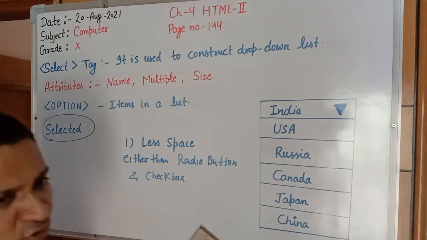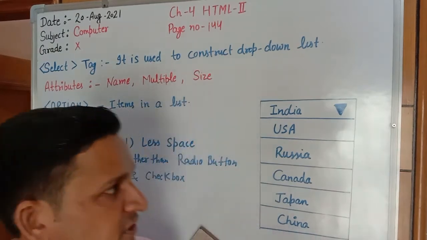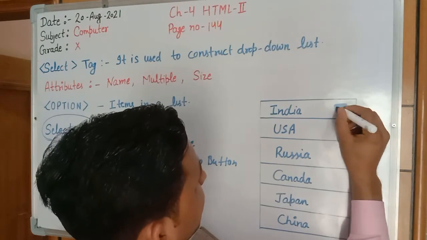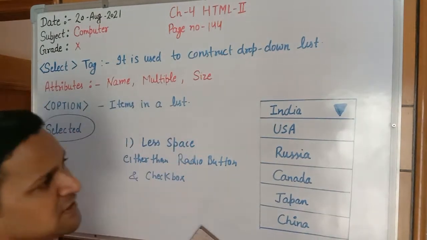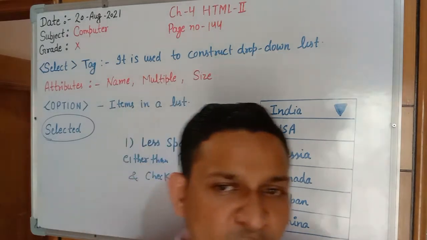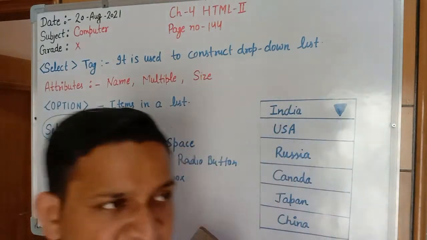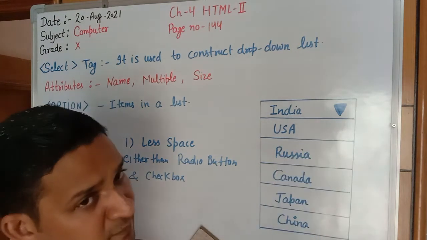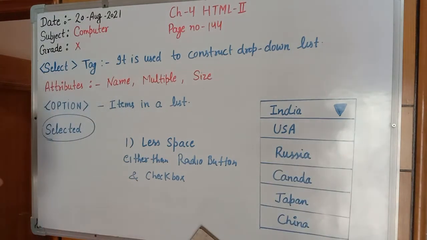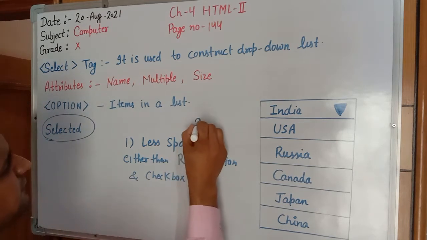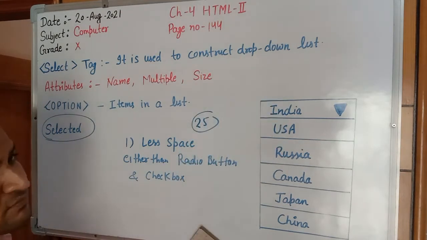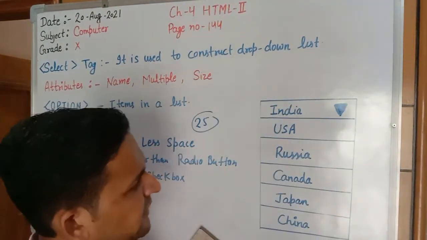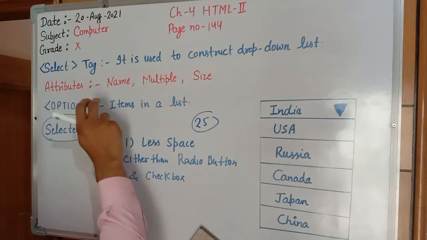But it also has one major disadvantage. It will display one item at a time. Till the time we click here, it will display only one item. We are not able to look at all the items at the same time. To look at the details of items, we need to press this down arrow button. Afterward, it will display all the items. Second, if we have, suppose, 25 items, they will take much space on your screen to display. That's why we have to fix the size according to the number of items.